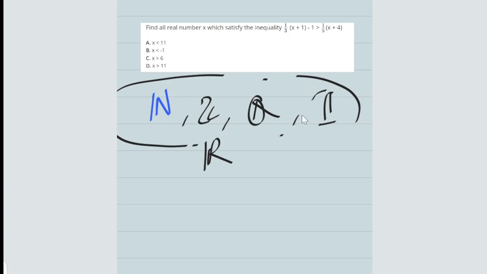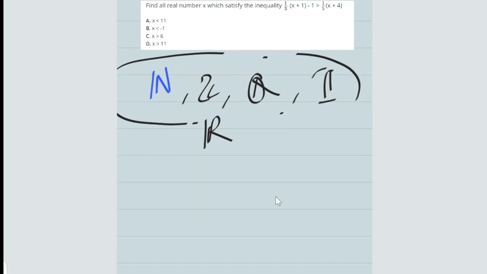So the question asks us to find the real numbers s that satisfy this inequality: 1 over 3 (s + 1) minus 1 less than 1 over 5 (s + 4). So you solve it as you used to solve your equation, but don't forget what I told you in the last video.